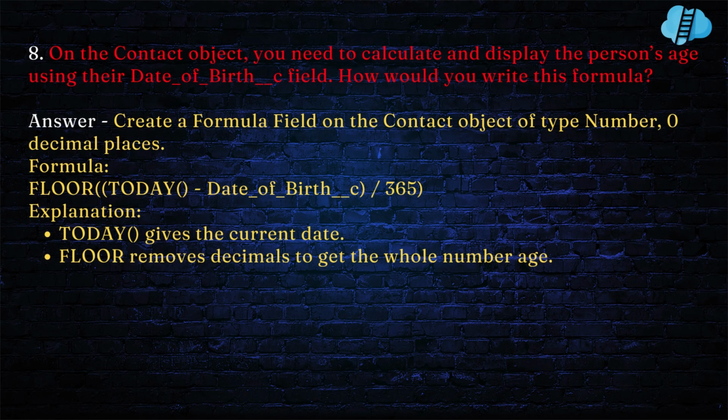8. On the contact object, you need to calculate and display the person's age using the date_of_birth__c field. How would you write this formula? Answer. Create a formula field on the contact object of type number, 0 decimal places. Formula: FLOOR((TODAY() - date_of_birth__c) / 365). Explanation: TODAY() gives the current date. FLOOR removes decimals to get the whole number age.